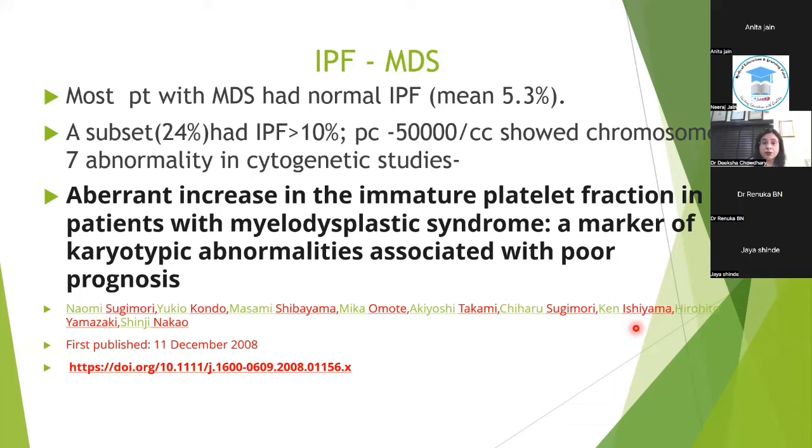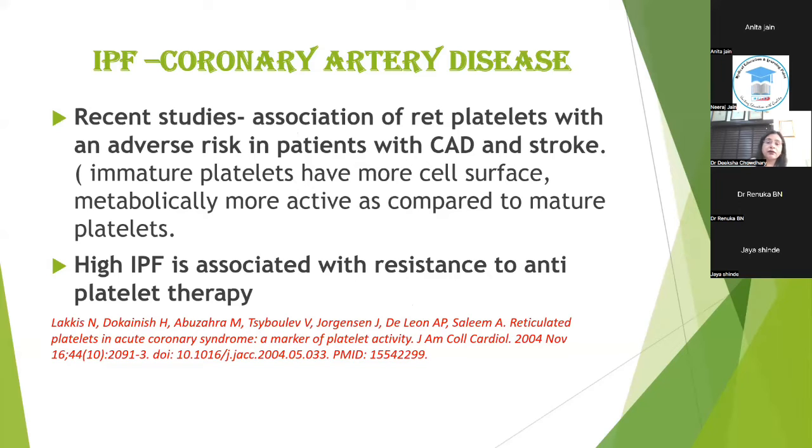Now, IPF in MDS patients. Most patients with MDS had normal IPF, but a subset in one of the studies, about 24% of the patients with MDS, had IPF more than 10%, with platelet count 50,000 per cc. Such patients showed chromosome 7 abnormality in their cytogenetic studies. So an aberrant increase in immature platelet fraction in patients with MDS is a marker of karyotypic abnormalities associated with poor prognosis.